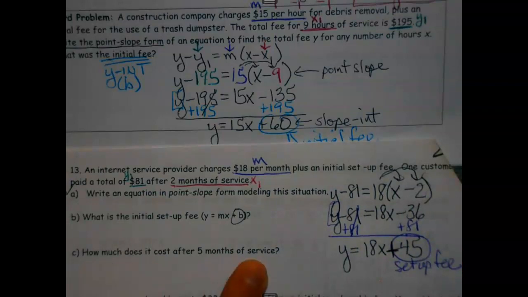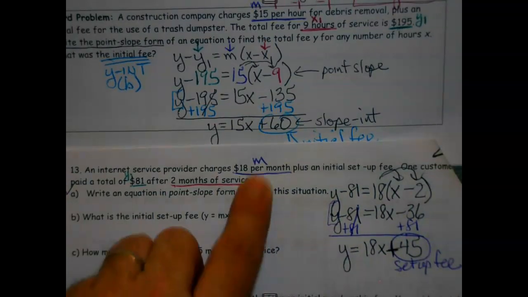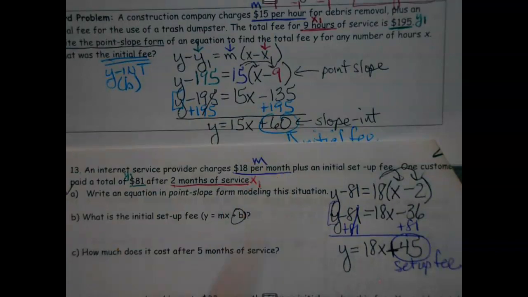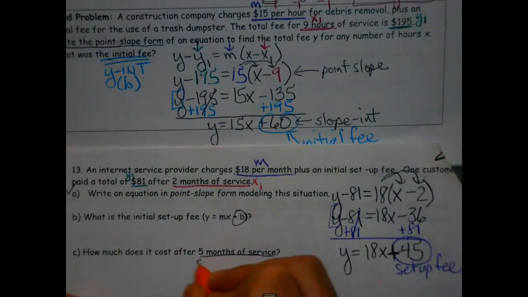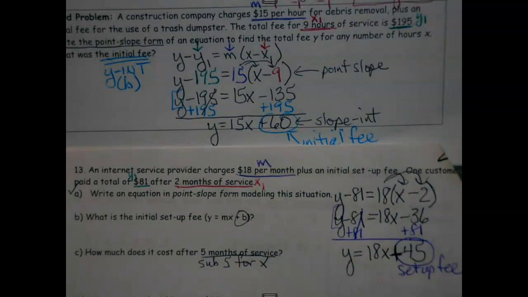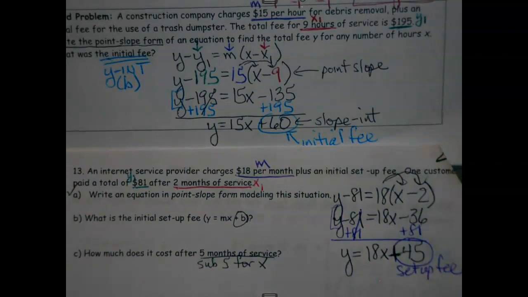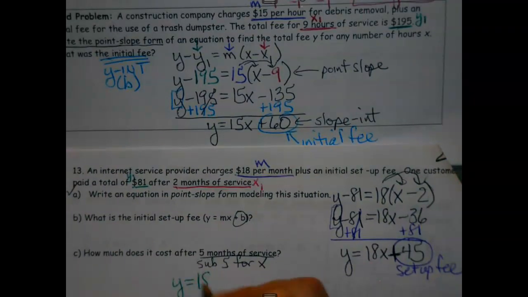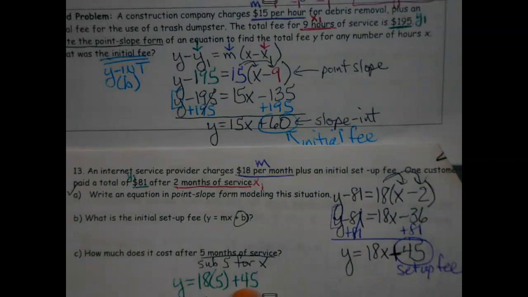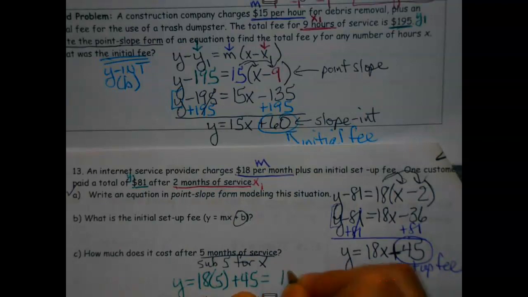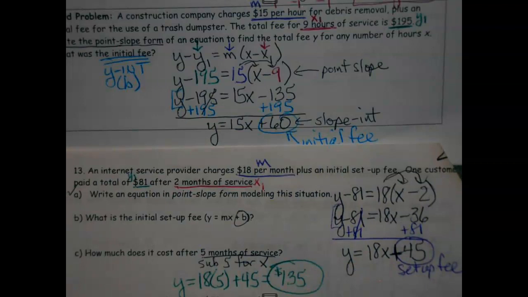How much does it cost after 5 months of service? The M is per month. So this just says, substitute 5 in for X. So I'm going to take my equation, and when I get to X, I'm going to plug a 5 in there. And I can punch that part right into my calculator. 18 times 5 plus 45. And get my answer.